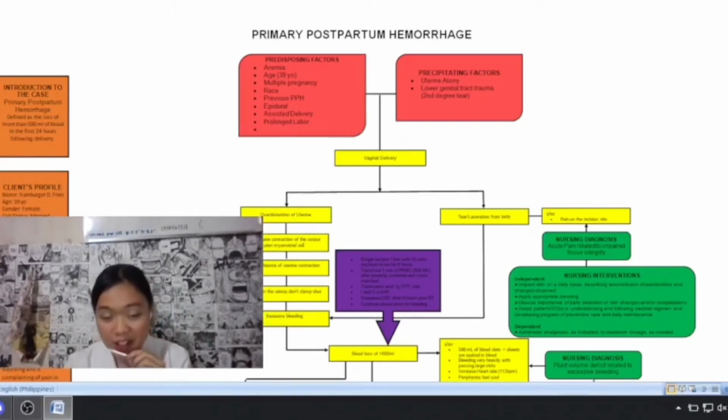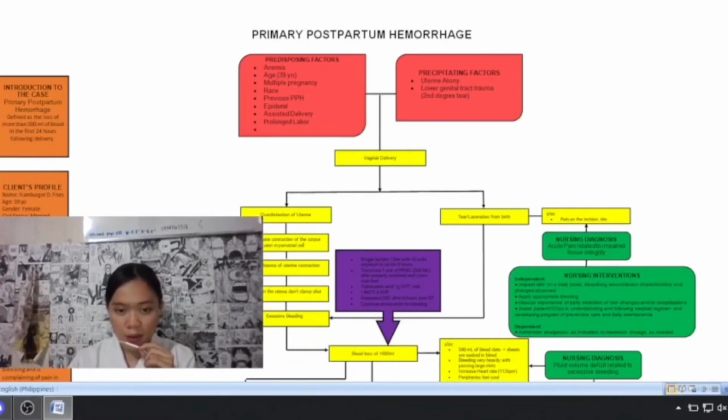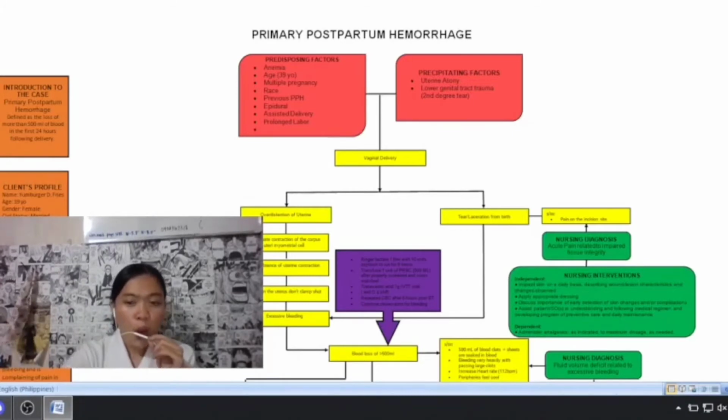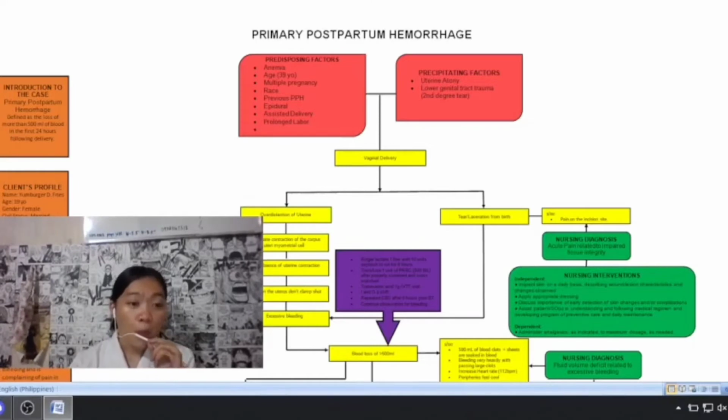Next is increased heart rate, which indicates blood loss. Then the peripheries feel cold because of slow circulation of blood. So the extremities are cold. After the patient has lost blood of more than 500 ml, this leads to a decrease in blood volume.